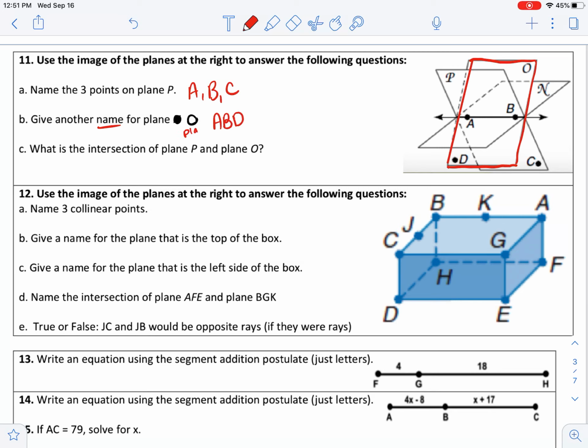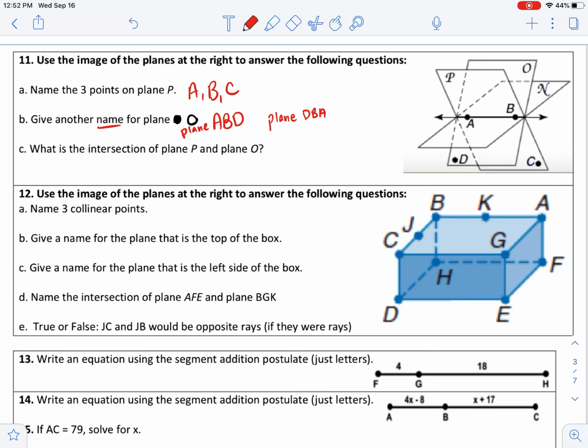So if you want to, you can write plane ABD, or you could just leave it as ABD. I'm not going to be that picky. Technically, we would want plane ABD. So I'd want you to put the word plane. You could also have plane DBA, or plane ADB. As long as you've got those 3 letters, that's all that matters.